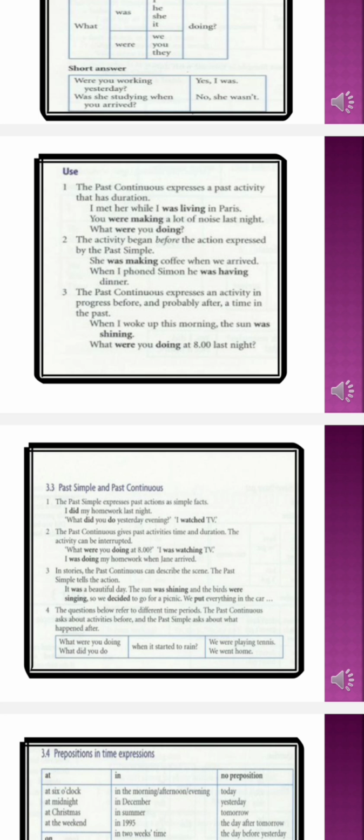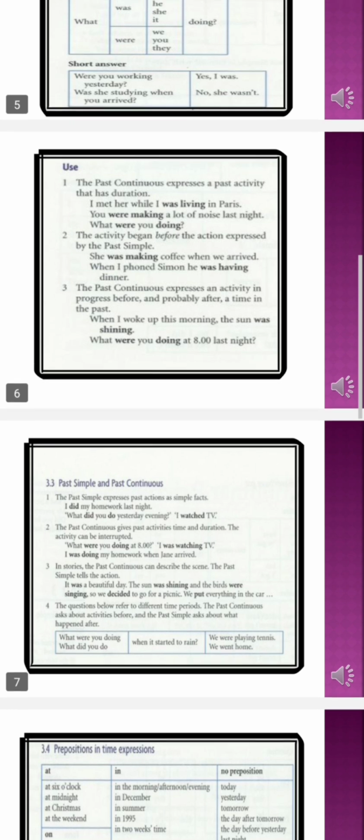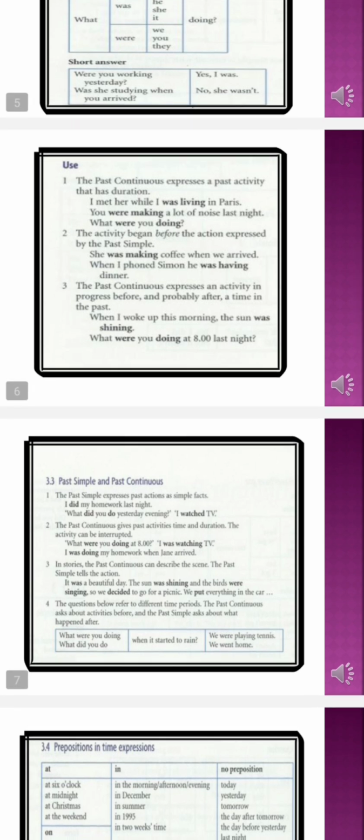Number 3. The past continuous expresses an activity in progress before and probably after a time in the past. For example, when I woke up this morning, the sun was shining. Question: what were you doing at 8 last night?